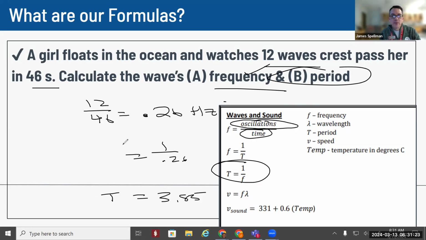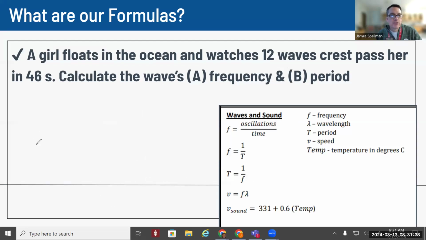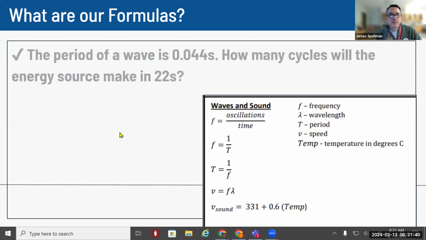And so here's your frequency. That's part A. And there's your period. That's part B. Again, I'm going to move through these pretty quickly to keep the video short, but you're welcome to pause, rewind, do what you need to so that you get these written down as best you can. We'll move on to the next one. Again, I think I only have 5 of these.